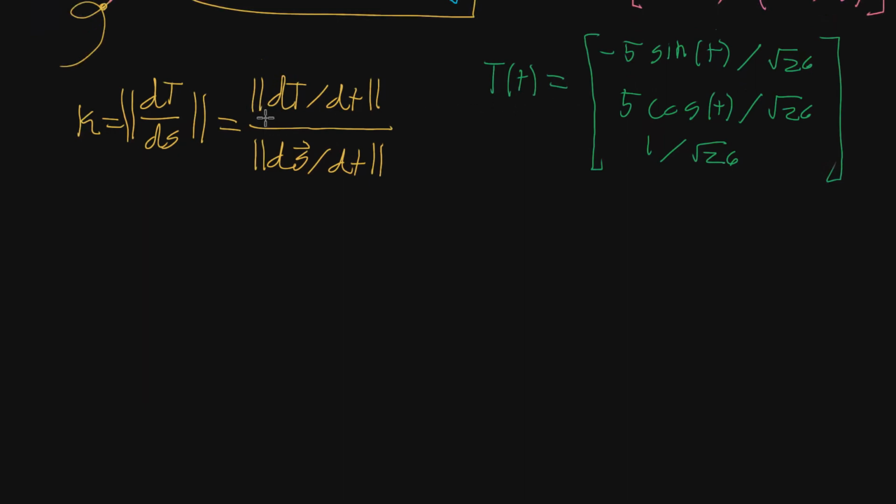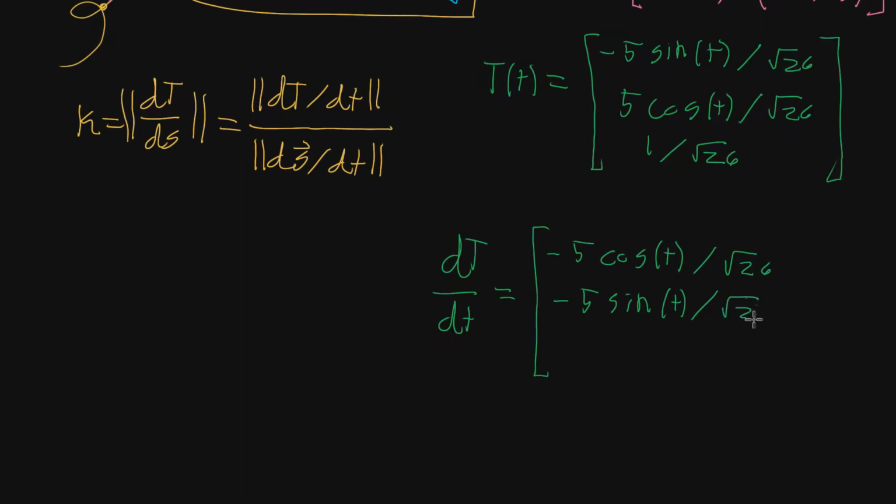All right, so the first step in using our curvature formula is going to be to take the derivative of this guy, right? We need the derivative of the tangent vector function. So we go ahead and start doing that. We see that dT/dt, so tangent vector function with respect to the parameter, is equal to, and we just take the derivative of each component. So negative 5 sine goes to negative 5 cosine, and we divide out by that constant, square root of 26. Similarly, 5 cosine goes to negative 5 sine, since the derivative of cosine is negative sine, negative 5 sine divided by square root of 26. And that last component is just a constant, so the derivative is 0.